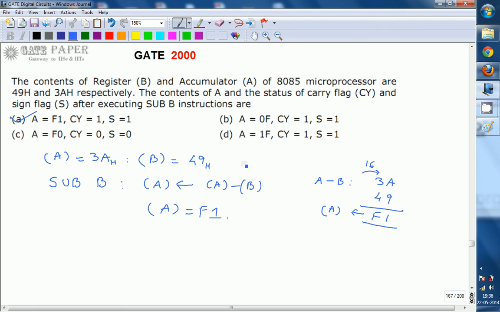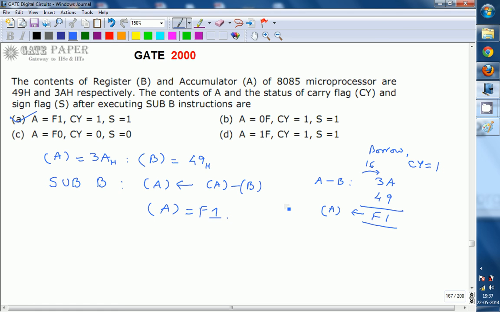Now what happens to the sign flag and carry flag? Since it has required a borrow, this is what is called a borrow. That implies the carry flag will be set. Since A is lesser than B, it definitely requires a borrow, so the carry flag will be set. So the carry flag content is CY equal to 1.